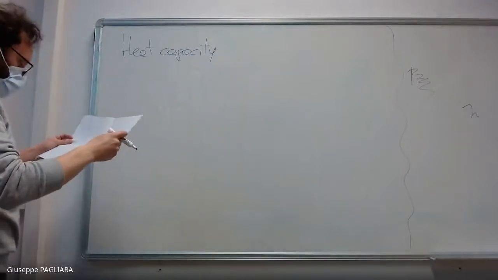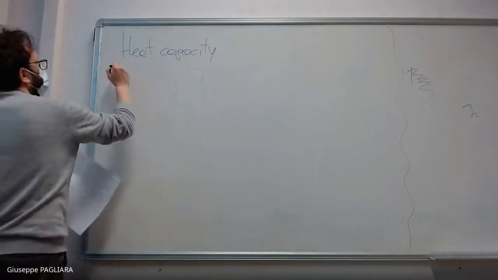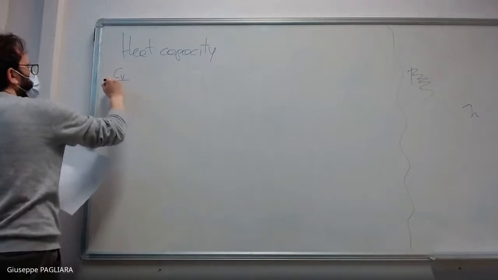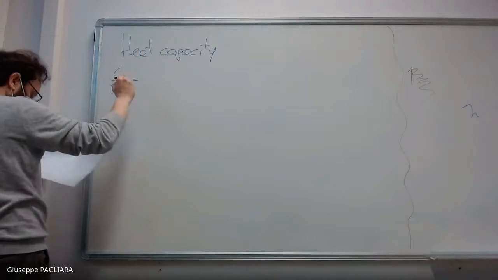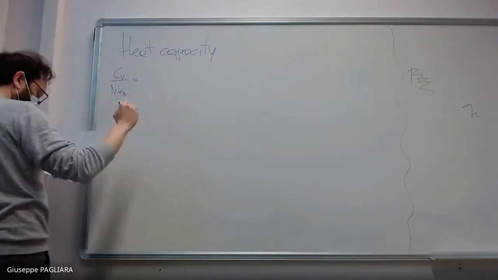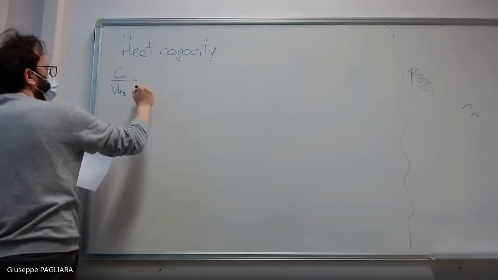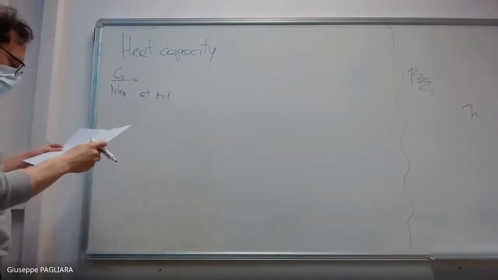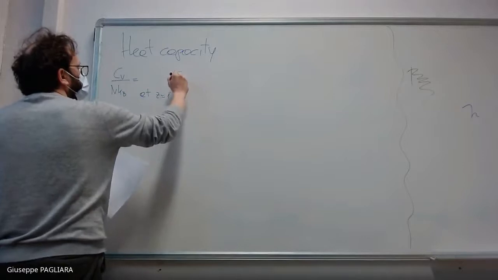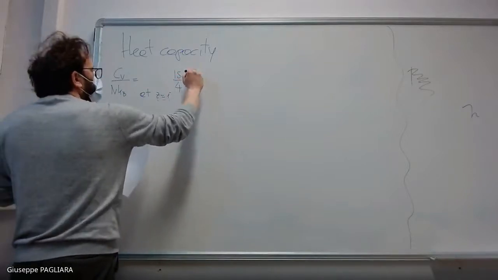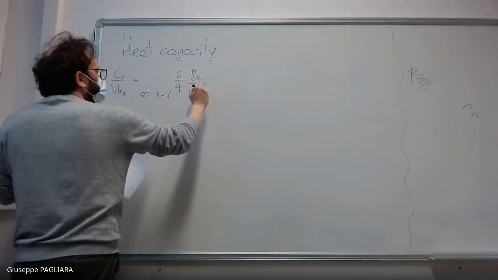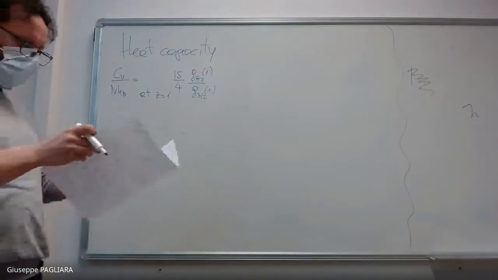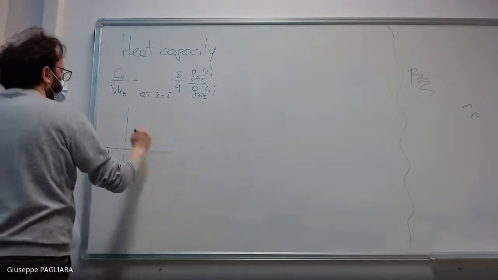And I think we arrived at the following conclusion, that below Tc, the Cv divided by nkB is equal to, at exactly the transition point, so at T equal to Tc, 15 divided by 4, and then I have the ratio between these two Bose functions computed at 1.